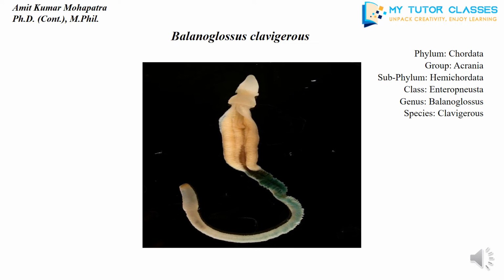In our last class, we discussed subphylum Hemichordata, its general characteristics and larval form. Today, we will discuss a species under the subphylum Hemichordata, that is Balanoglossus clavigerus.